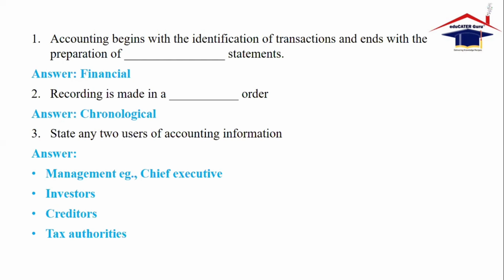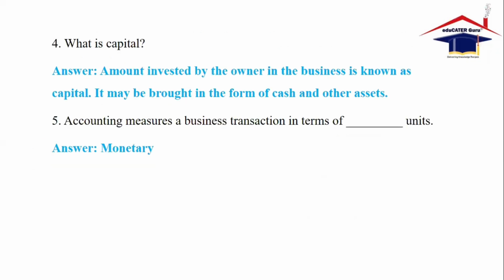Next question. Recording is made in a chronological order. So date wise, we'll record the transactions in every business. Next, state any two users of accounting information. I have given 4 users list. You can choose any two and write in the examination. At management level, chief executive, investors, creditors, and tax authorities.